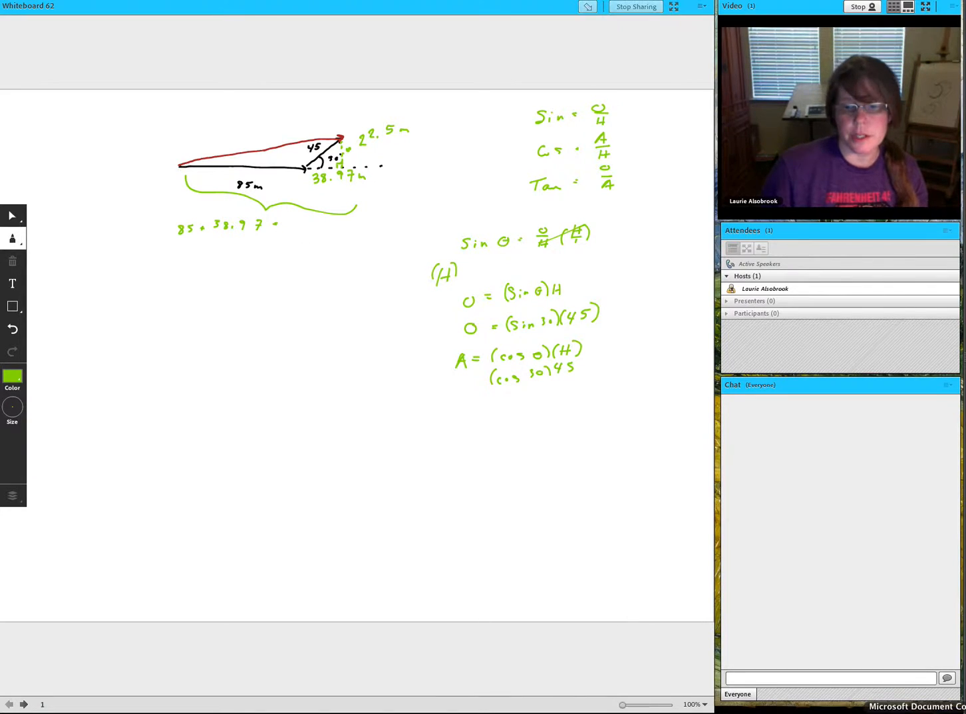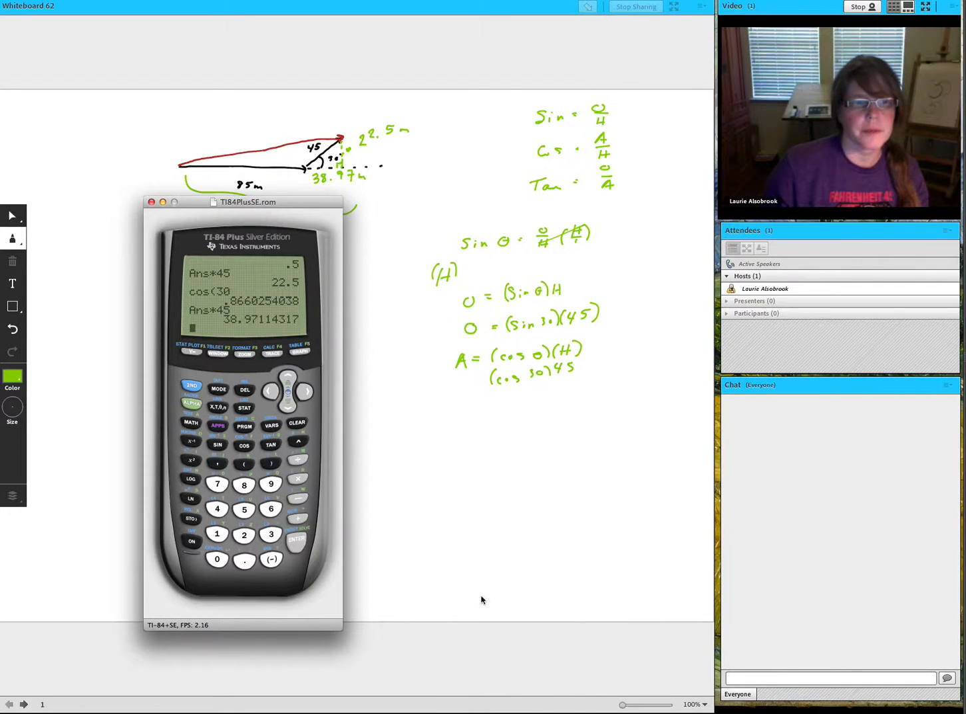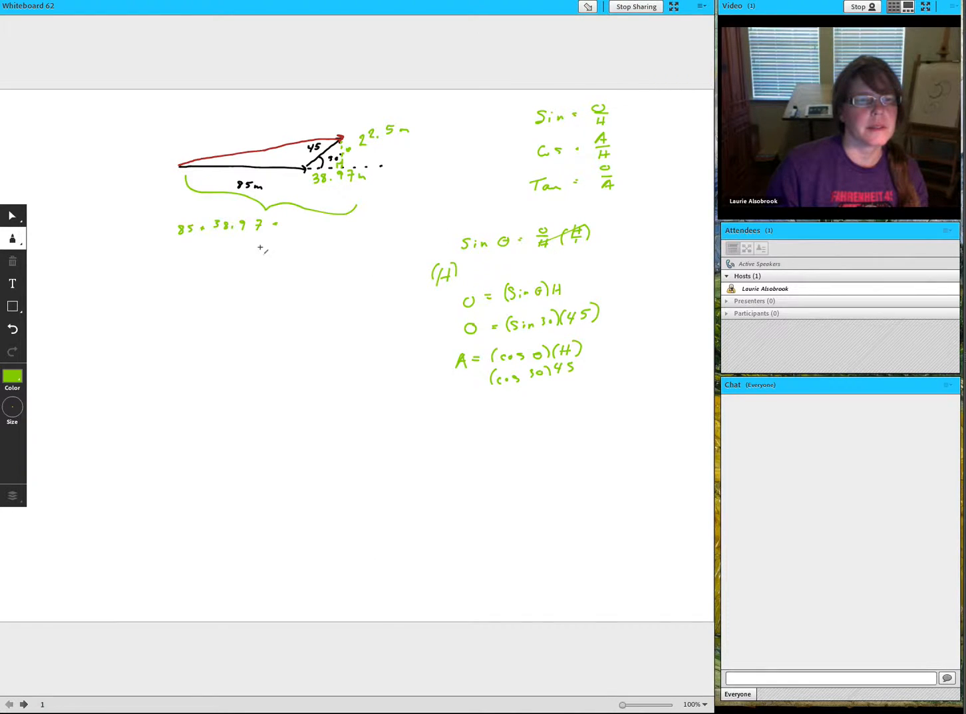well, it helps when you turn it on. Let's just do it this way. 85 plus 38.97. 123.97. Let's go ahead and round that one to 124 at this point. All right. So this is 124. The other side of our triangle is 22.5.